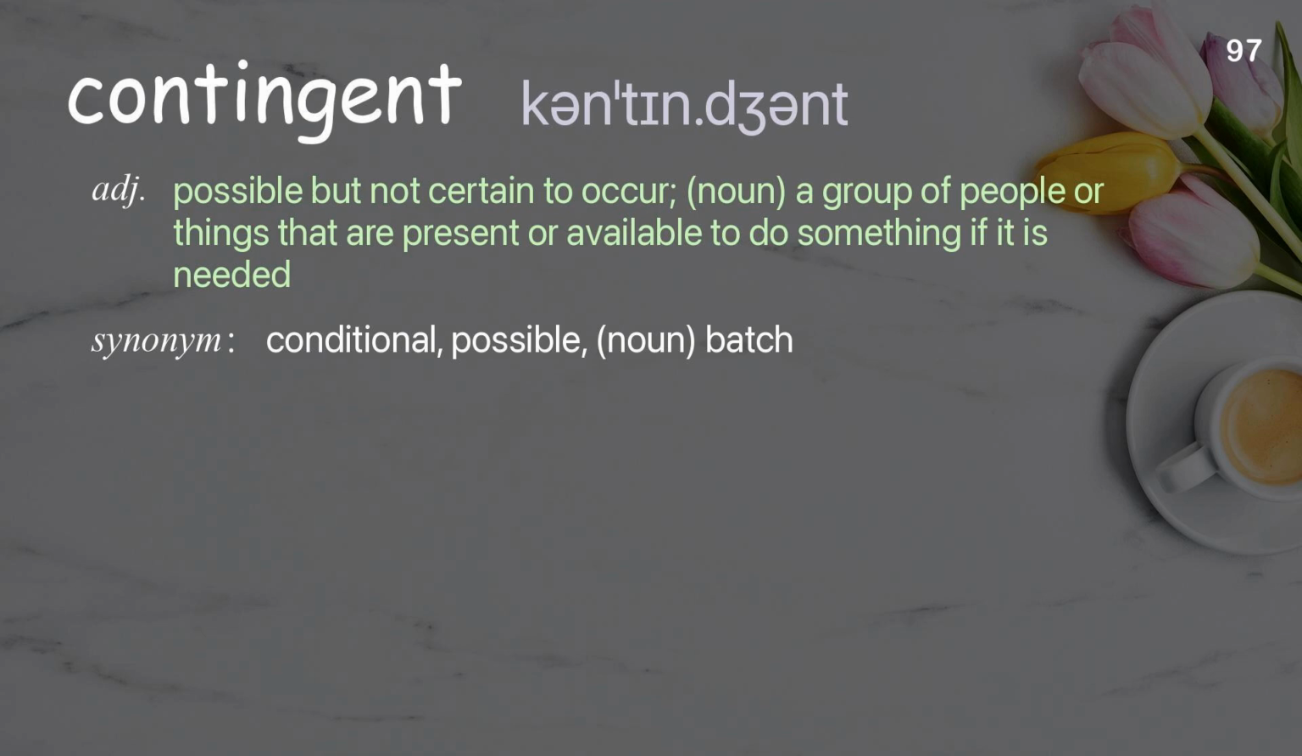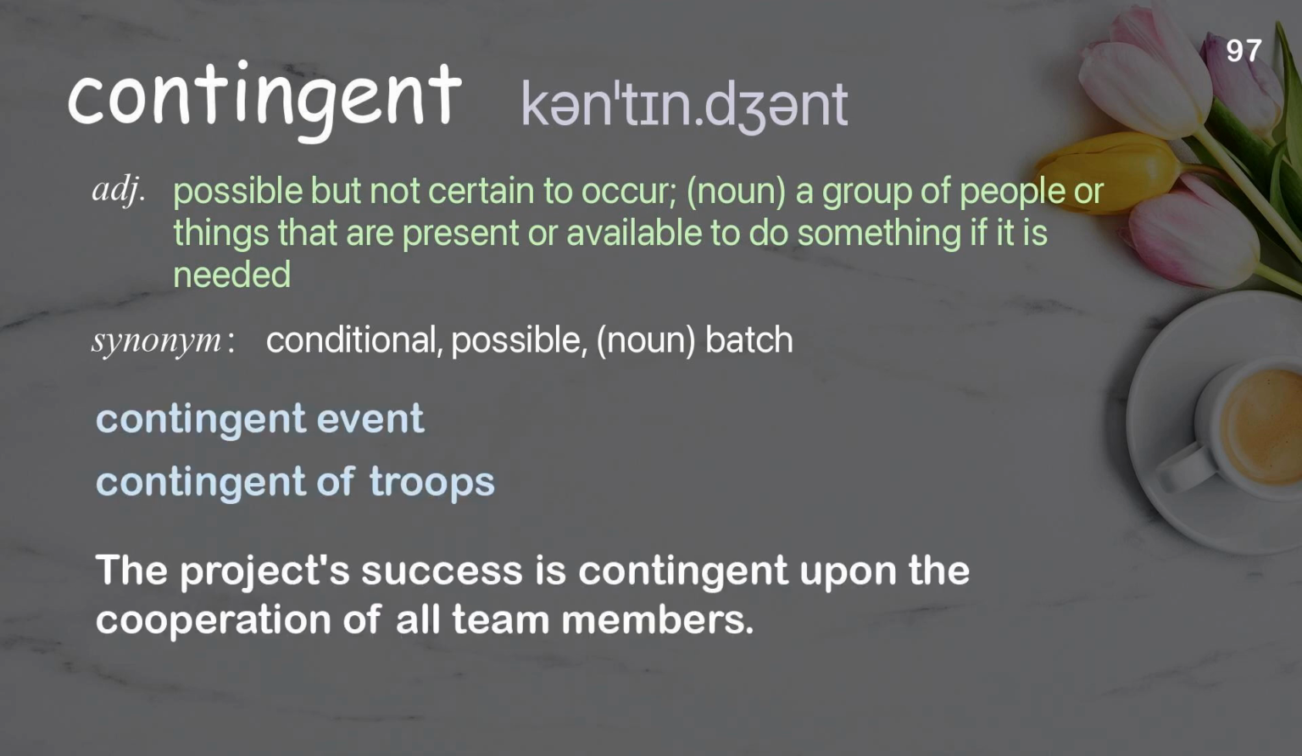Contingent. Possible but not certain to occur. Noun, a group of people or things that are present or available to do something if it is needed. Examples: Contingent event. Contingent of troops. The project's success is contingent upon the cooperation of all team members.